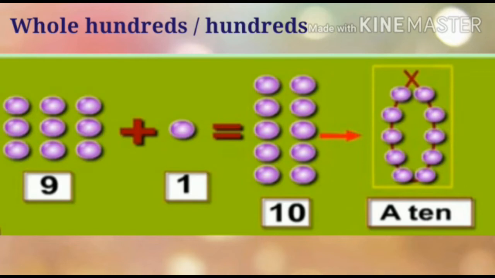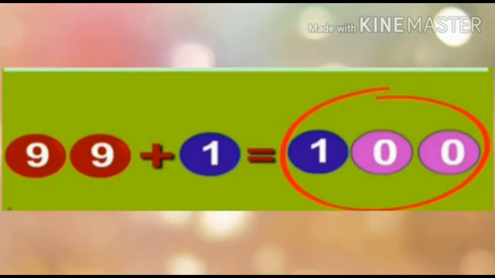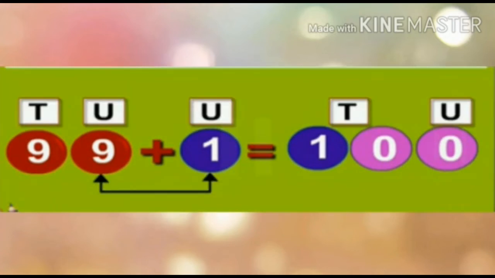9 beads and 1 bead together make 10 beads. You know what? A group of 10 things is called a ten. Now, 99 is the biggest 2-digit number. When we add 1 to it, we get the 3-digit number 100. Let us see how. 9 tens and 9 units, that is 99, plus 1 would be equal to 100.